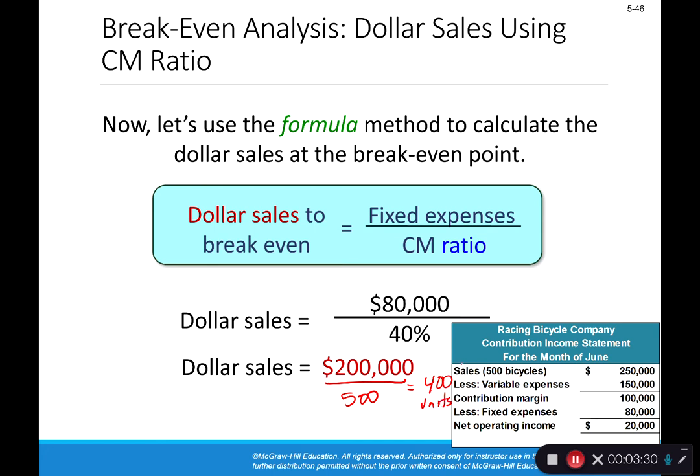So you need to understand how to get the answer in dollars and in units. The way you get it in units is divide by the CM per unit. The way you get it in dollars is divide by the CM ratio. But once you have either one, you can always go to the other. Once I have the answer in sales dollars, I can divide by the selling price to get the answer in units. If I have the answer in units, I can multiply by the selling price to get the answer in dollars.